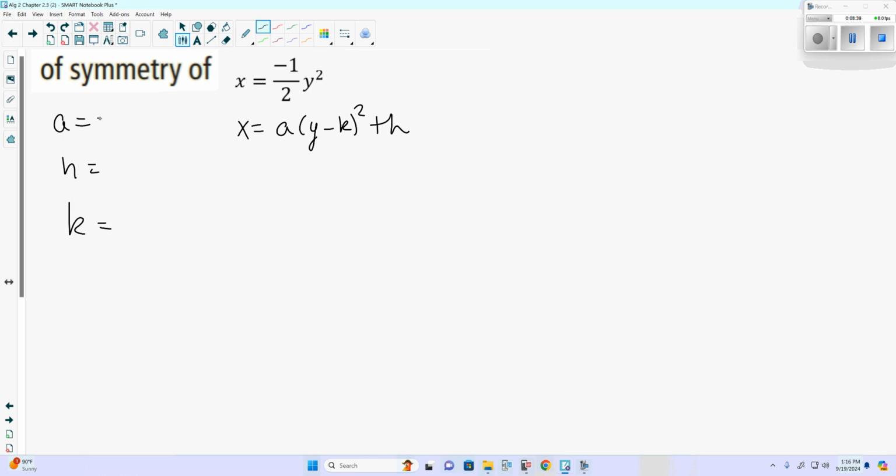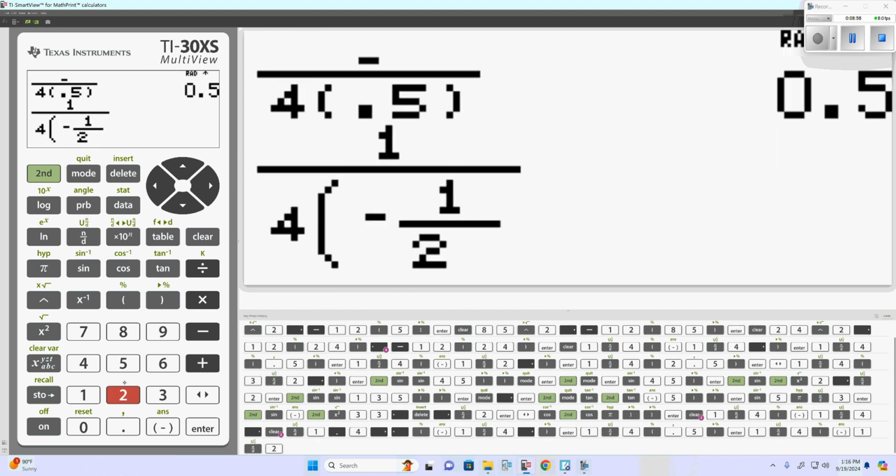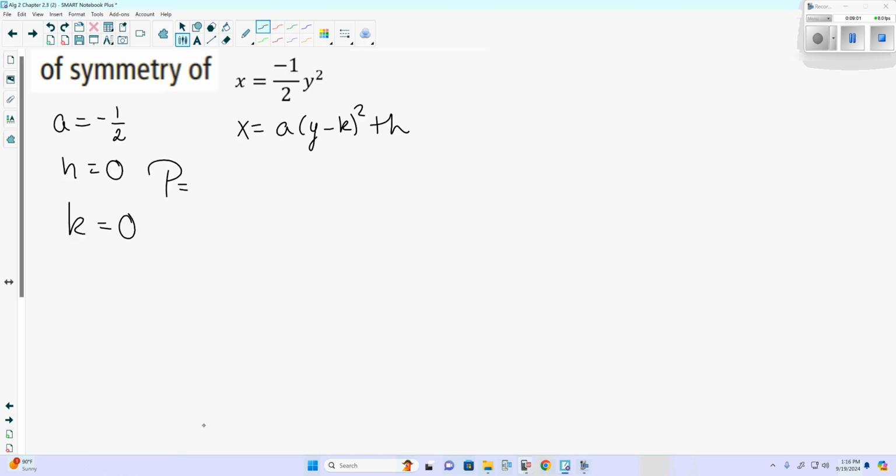What's a? h. k. Well, p is going to be 1 over 4 times negative 1/2, which is negative 1/2. Vertex is the point h comma k, so 0 comma 0.